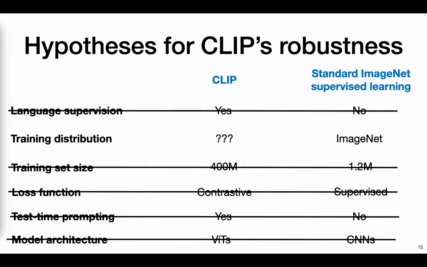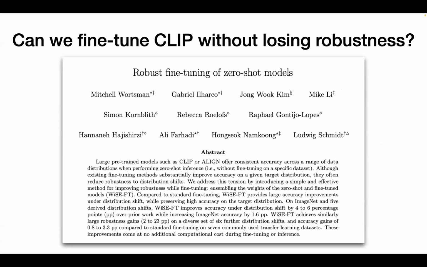Effective robustness is only a function of training distribution. Okay, cool. I think there's a whole question around how to build better pre-training data sets that I'm really interested in. But for now, let's continue with the fine-tuning story. And the question was, can we fine-tune CLIP without losing robustness? And the answer is yes.